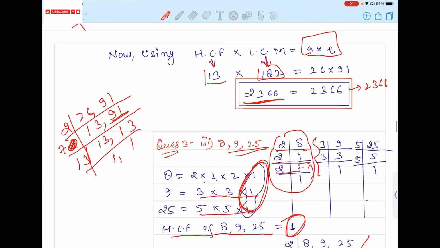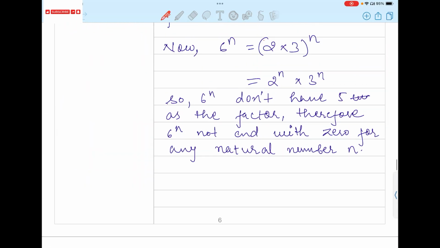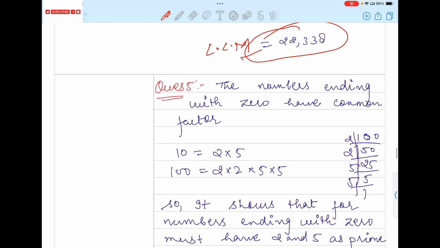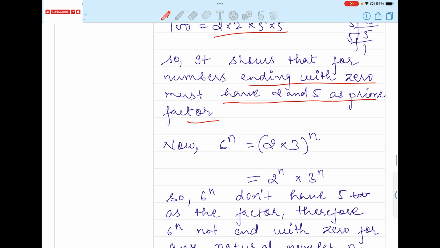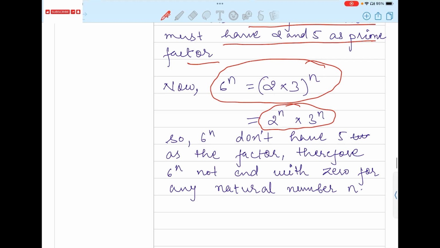ओके, सो बेसिकली हियर आई हैड सॉल्व्ड इट फॉर यू कि अगर the numbers ending with 0 have a common factor, क्या, 2 और 5, so it shows that numbers ending with 0 must have 2 and a 5 as a prime factor. ठीक, तो यहाँ पे ऐसे हमने लिखा 2 to the power n, 3 to the power n, so 6n don't have a 5 as the factor, therefore 6n not in the 0 for any natural number.